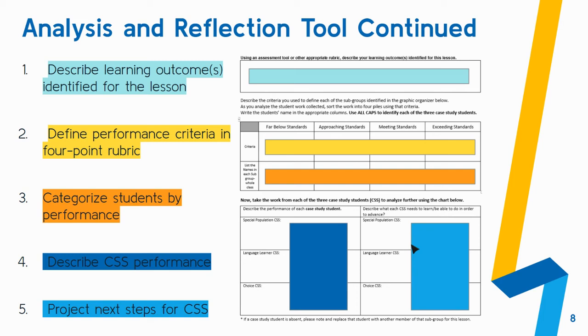Keep in mind that even case study students who exceed standards need to be challenged, so carefully consider what could be done to advance these high-achieving students. You can use either narrative or bullet point format for this table. If a case study student is absent for a lesson, you will need to include a replacement student to represent that subgroup in the analysis and reflection tool. Remember, a case study student represents a subgroup of students within a class.